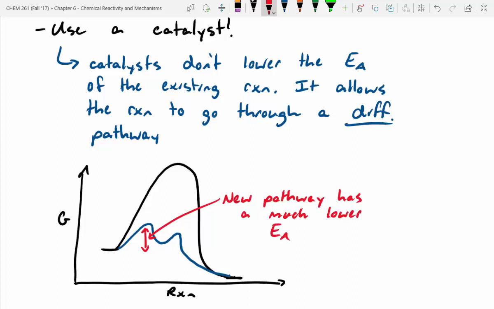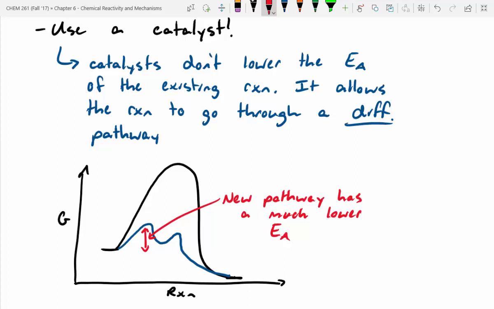We actually did a reaction already in lab that had a catalyst. What was that reaction? I'll give you a hint. It was the ethanol lab. What was our catalyst for making ethanol? Yeast. So it doesn't have to be a true chemical catalyst. Oftentimes it could be a living organism acting as your catalyst too. And all the yeast did was help us find a new pathway to convert sugar to ethanol. Does that make sense? Okay.